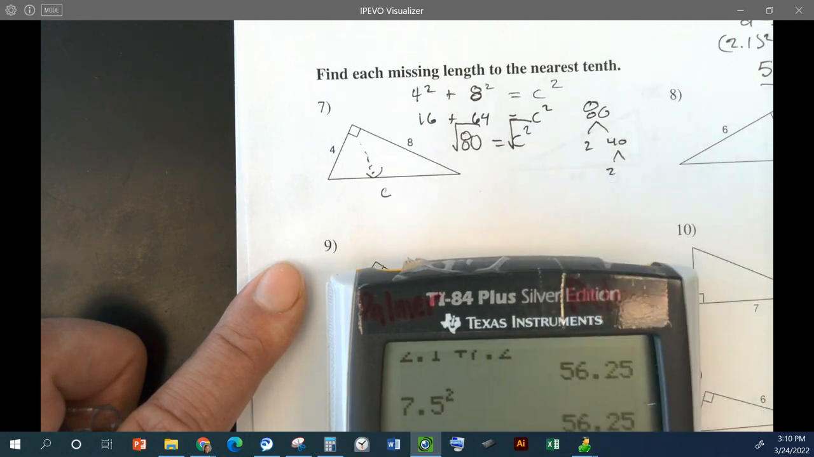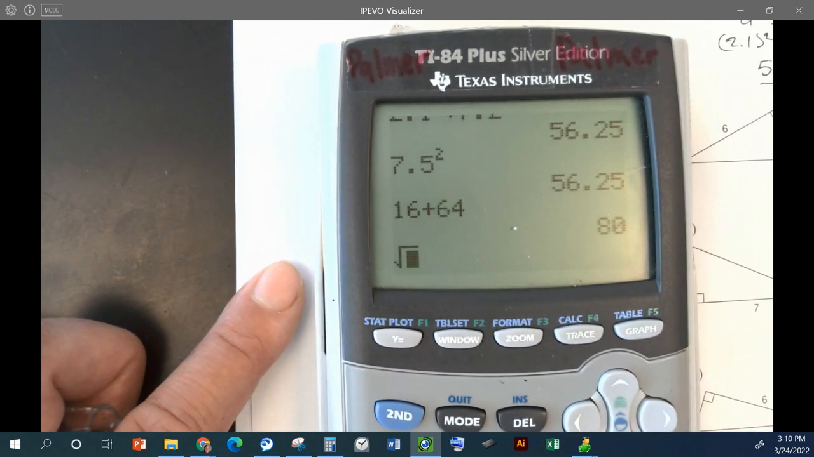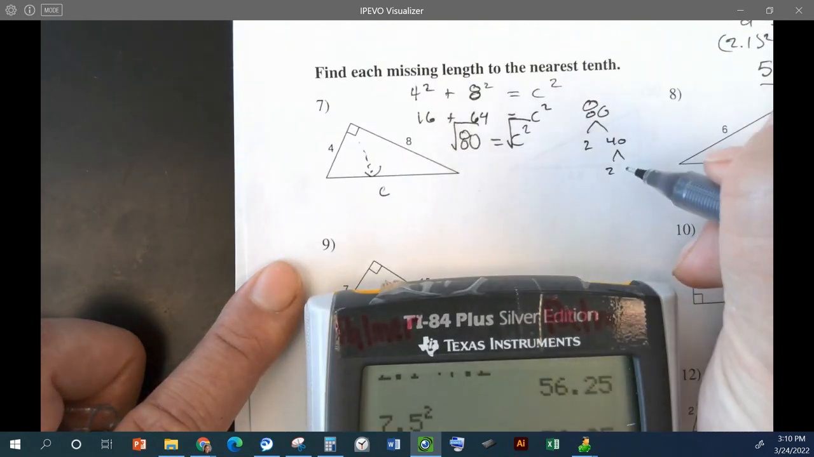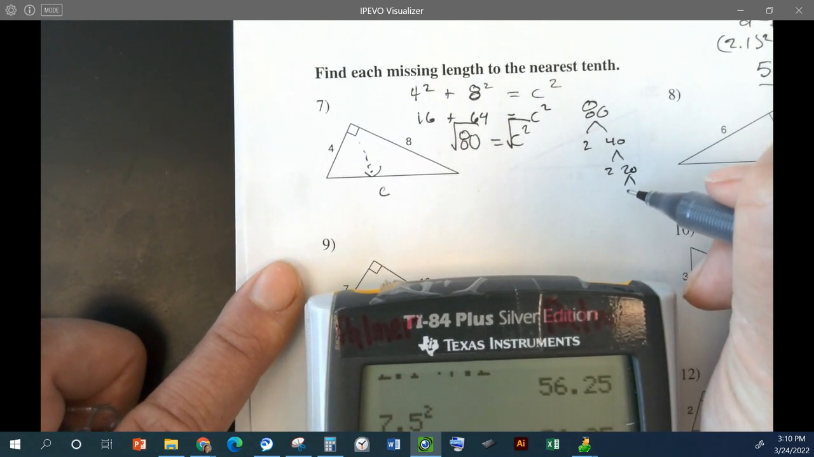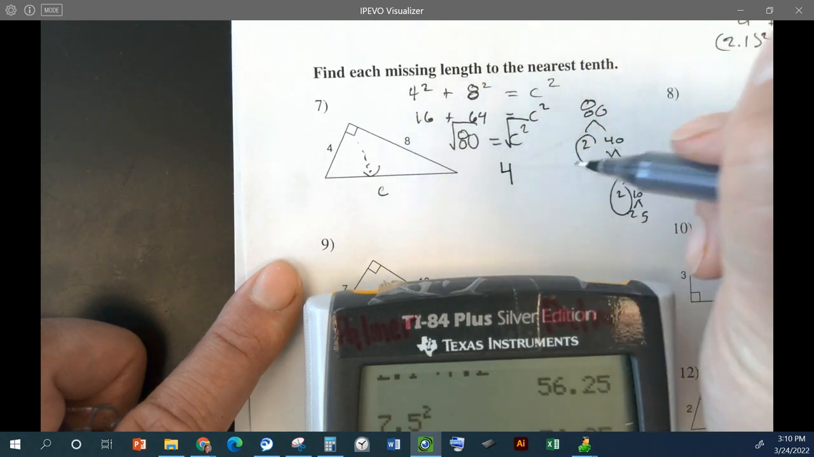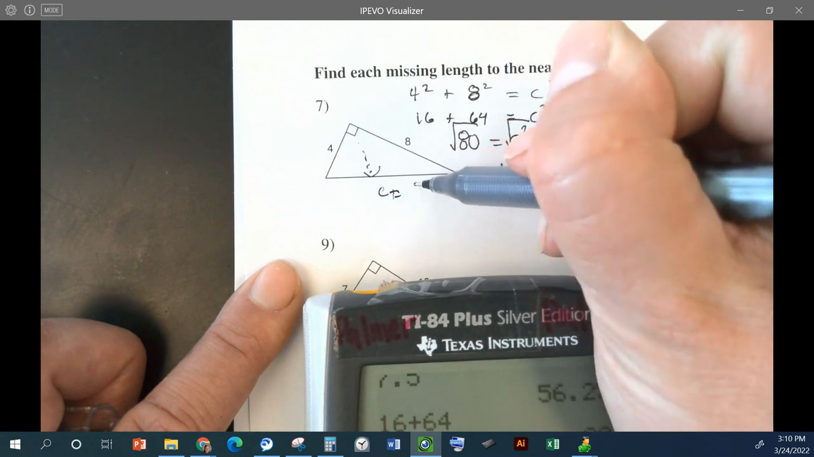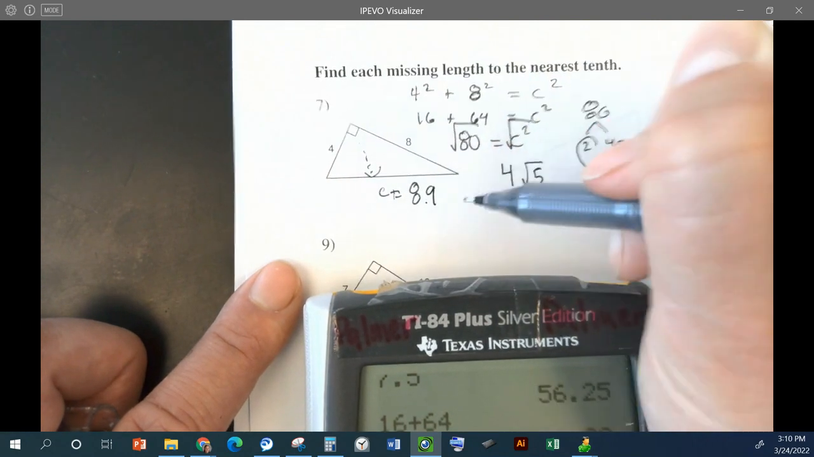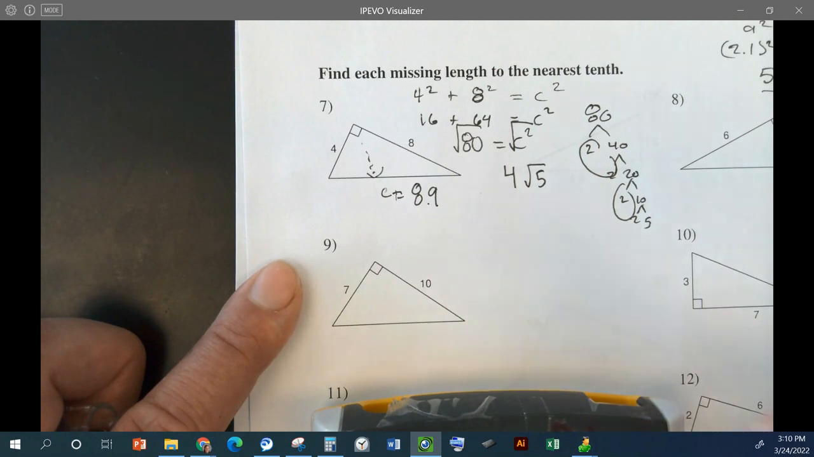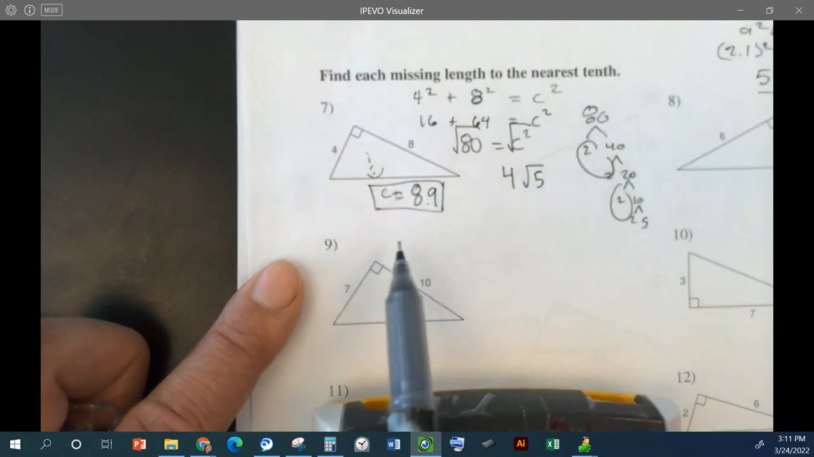So we can just take this number, and if we do the square root, you can do it like that, the tree diagram. We could do that. What's 20? 2, 5. So then we would have 4 on the outside, square root of 5. Or we can just put in 80 and we'll get a decimal. That's okay with me. Decimals are okay with me. So C is 8.9. Okay. All right, so when you do this, to check, C should be the longest side.